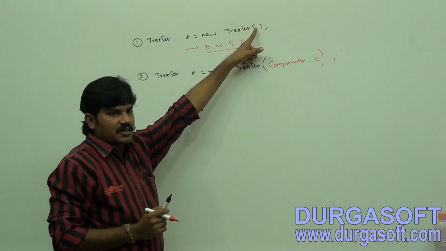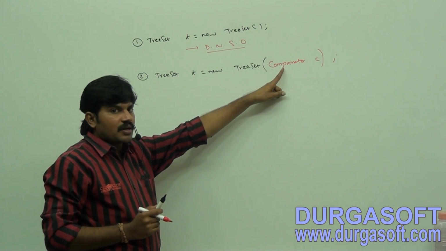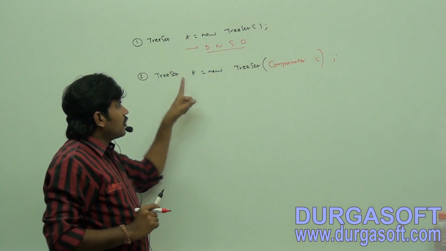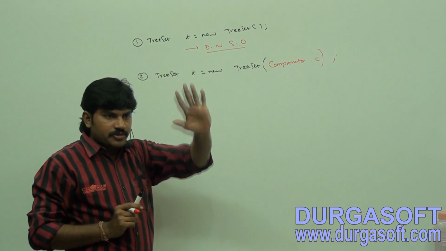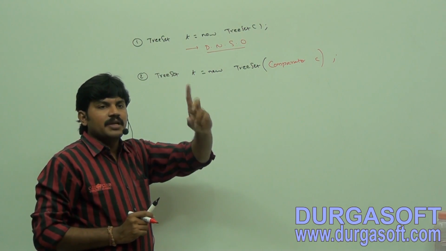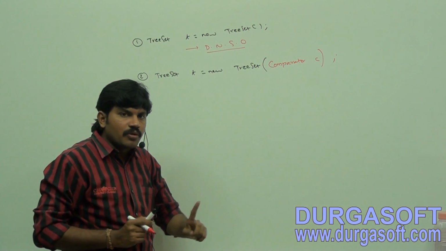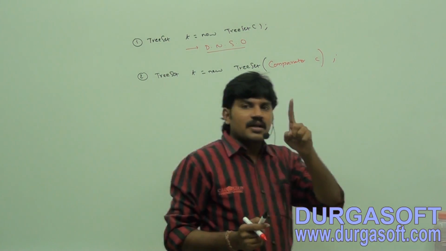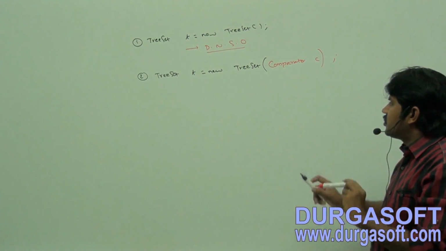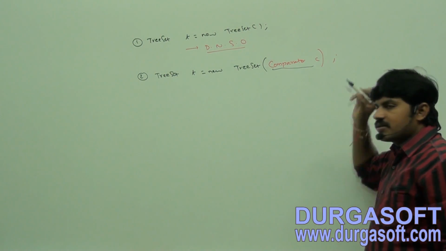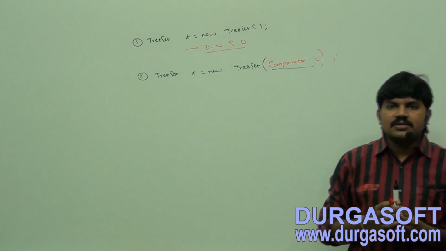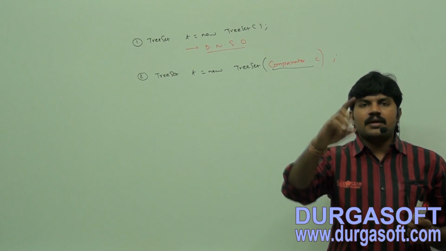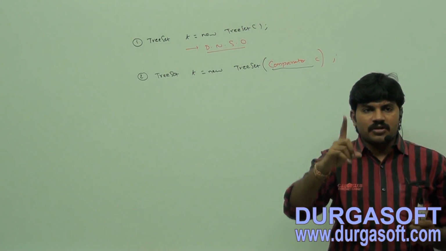Here is the no argument constructor, but here which one is the argument? Comparator. It creates an empty TreeSet object where the objects will be inserted according to customized sorting order. That customized sorting order can be specified by a Comparator object. In simple words, in the next classes I will explain Comparator, meant for customized sorting order.